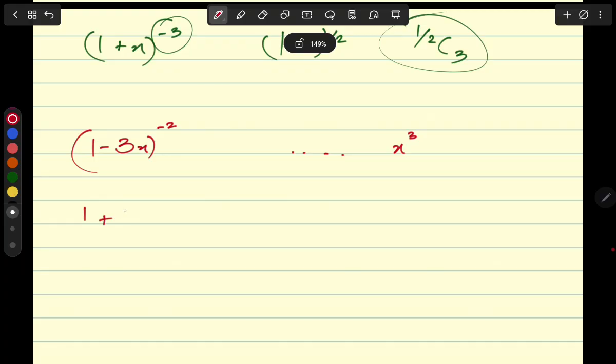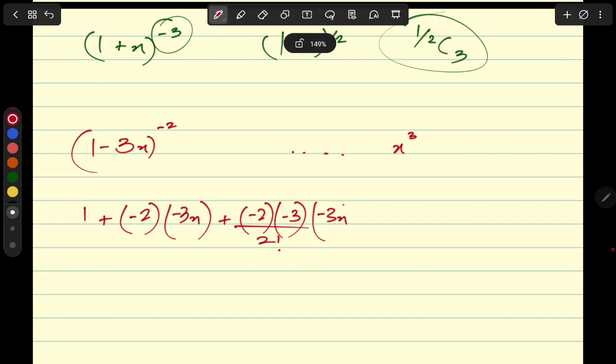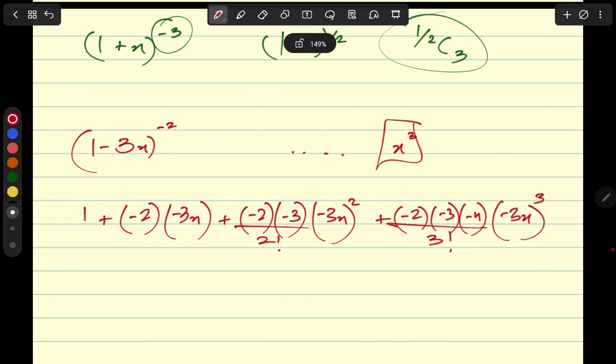Now the second term is nx, right? So n is minus 2, x is minus 3x. So we are just going to write that here. The third term is going to be n times n minus 1, which is minus 2 times minus 3 over 2 factorial and minus 3x to the power of 2. And then it's going to be minus 2 times minus 3 times minus 4 over 3 factorial times minus 3x to the power of 3. And now we already have a coefficient for x cube, so we are not going to expand it any further, right?